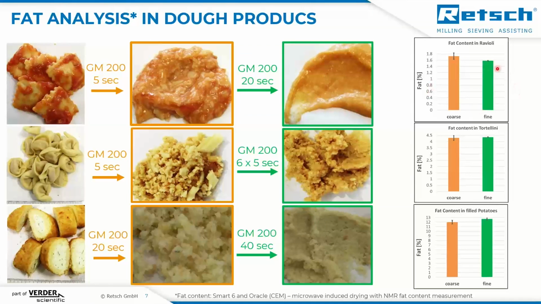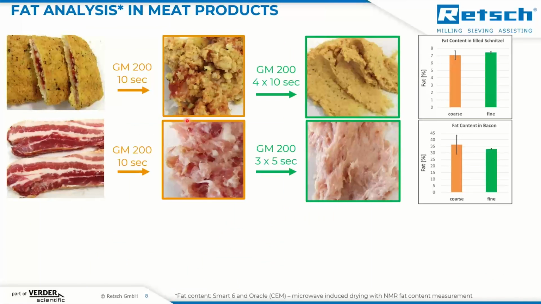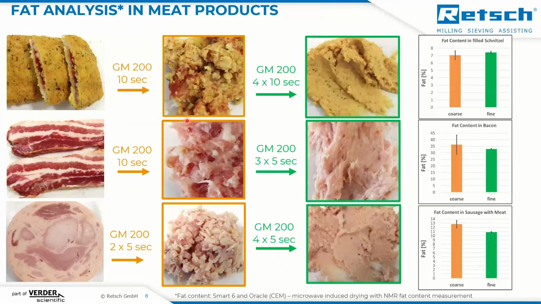It's always the same. We get less standard deviation in the fine ground sample compared to the coarse fraction. And also with meat products, we see the same. Filled schnitzel, this tough bacon, or the sausage. Again, here with the tough bacon, we get the most standard deviation in the coarse sample. And you can see this for a lot of food samples in general. You can really reduce the standard deviation to a certain factor with the fine grinding step.